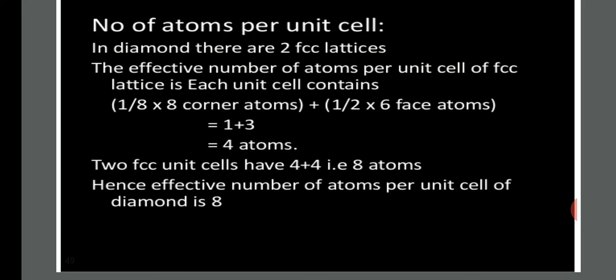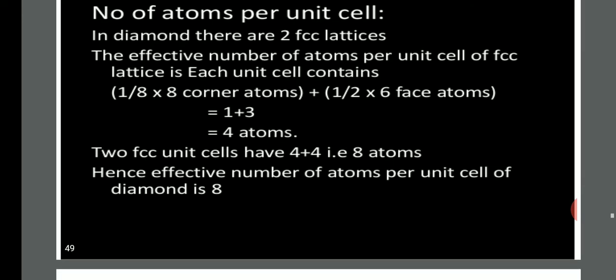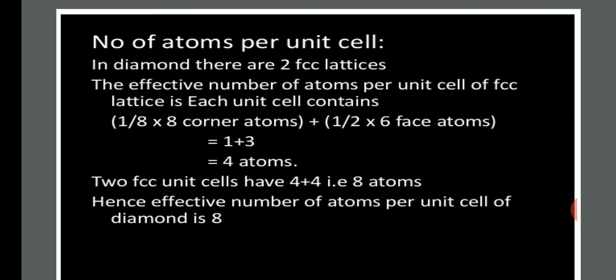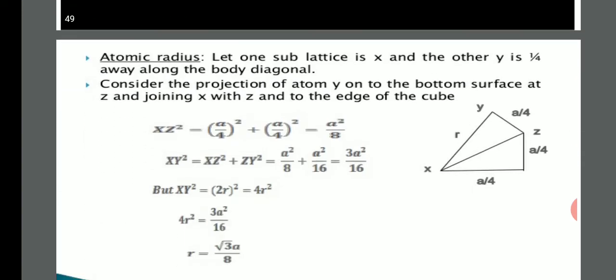So the number of atoms per unit cell: in diamond, there are 2 FCC lattices. The effective number of atoms per unit cell of an FCC lattice is, each unit cell contains 1/8 into 8 corner atoms plus 1/2 into 6 face atoms. So the total number of atoms per unit cell is equal to 4. For 2 FCC unit cells, 4 plus 4 is 8 atoms, hence the effective number of atoms per unit cell in diamond is 8.